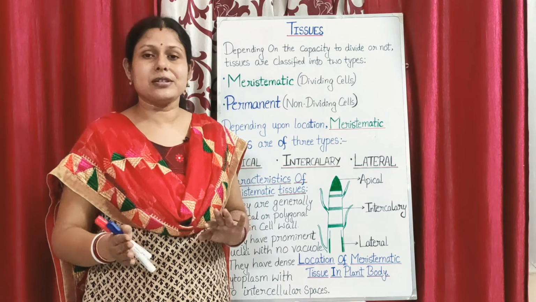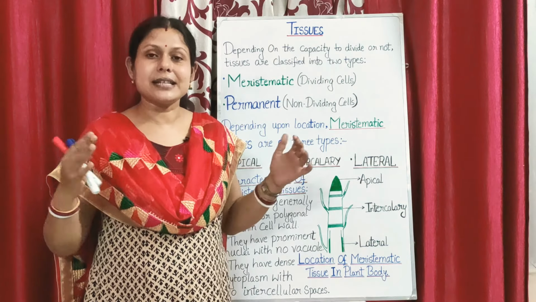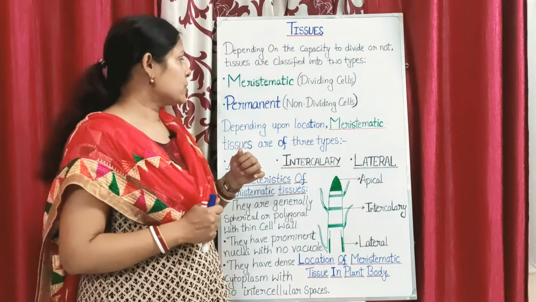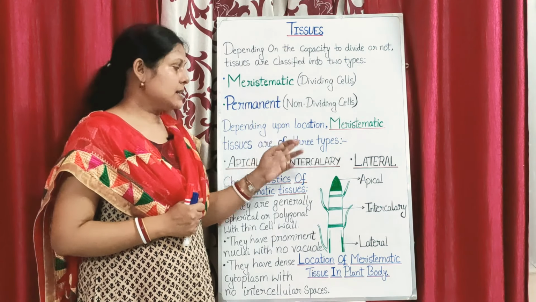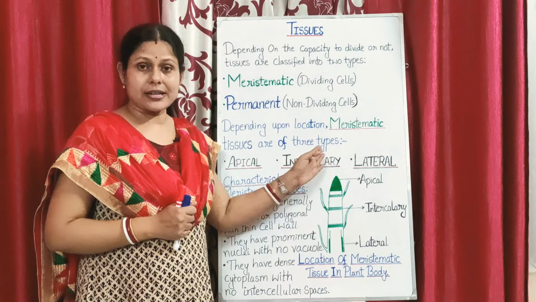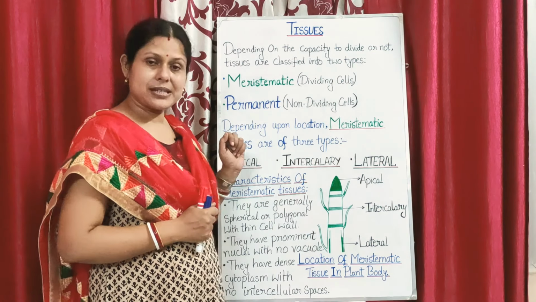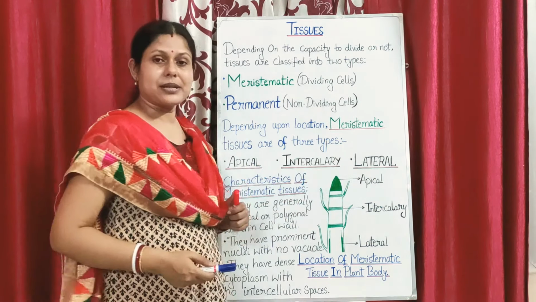That means the second phase of the plant, when the plant has attained its primary growth, and after that it is growing only in width, not in height. Okay. So these meristematic tissues, depending upon location, are again divided into three types. Now what are these three types? Apical meristematic tissues, intercalary meristematic tissues, and lateral meristematic tissues.